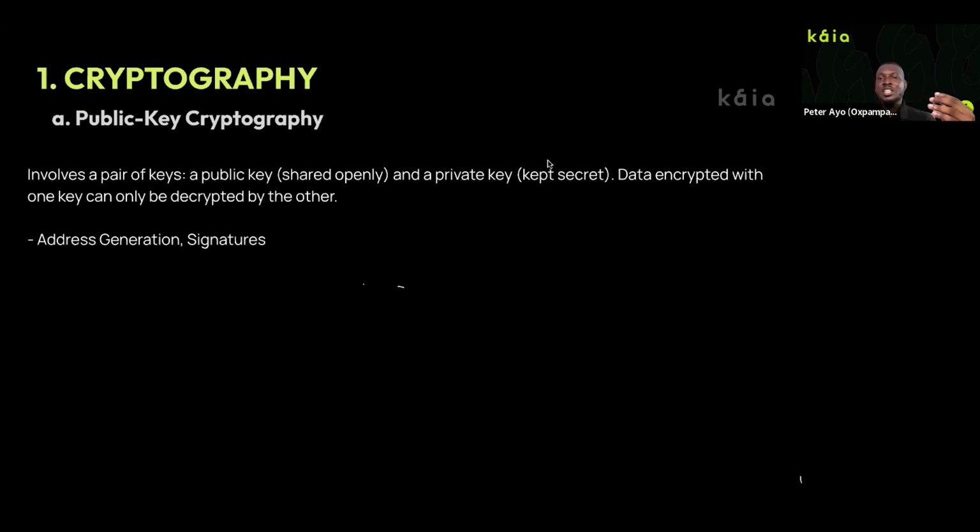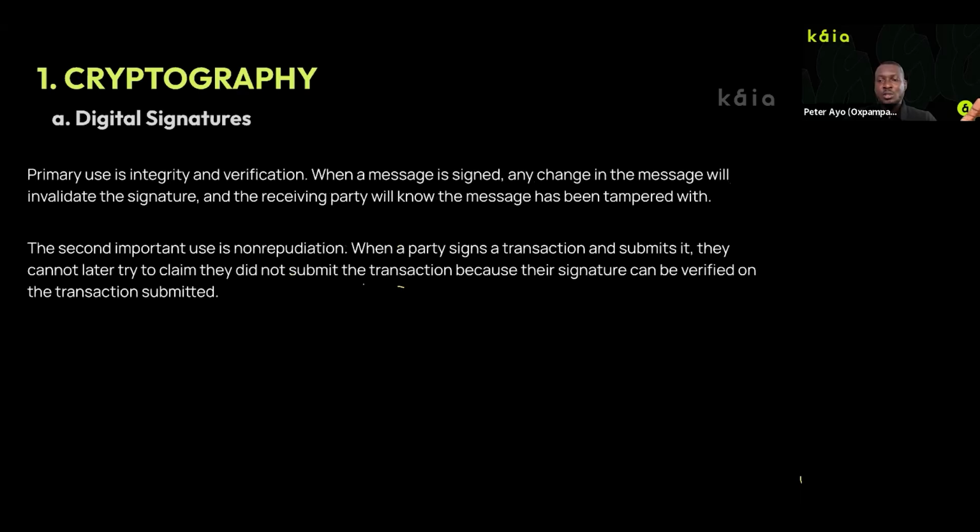This takes me to the next point of how cryptography is being used. I've talked about public key cryptography, which is basically generating key pairs, public key and private key. I mentioned that your public key can be shared openly, and it's used for generating your Kaia address or your Ethereum address, right? And a private key is meant to be kept secret, only to be known by you. This brings me to the next use of cryptography on the blockchain, which is digital signatures.